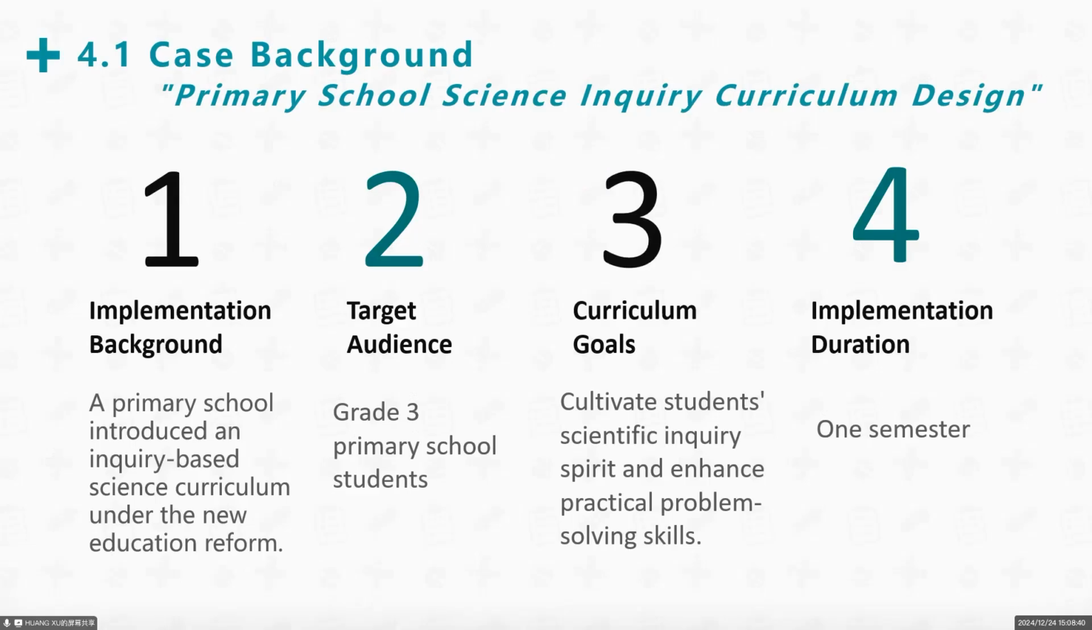Under the new wave of educational reform, the primary school introduced an inquiry-based science curriculum. The goal was clear: to cultivate students' scientific inquiry spirit and improve their problem-solving skills through hands-on exploration. This curriculum was specifically tailored for grade 3 students, designed to run for one academic semester. But beyond these numbers and timelines, the initiative was about sparking curiosity, encouraging critical thinking, and cultivating a love for scientific exploration among young learners.